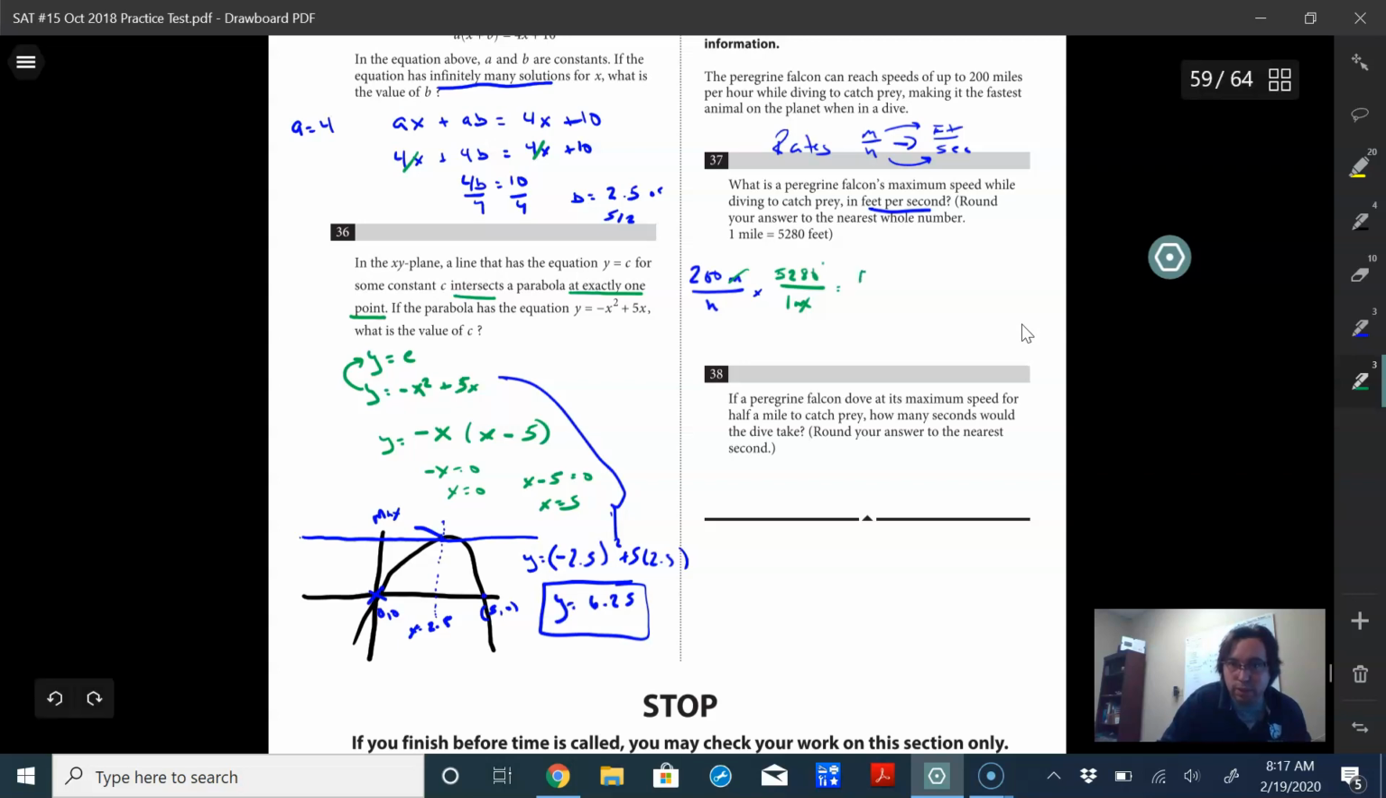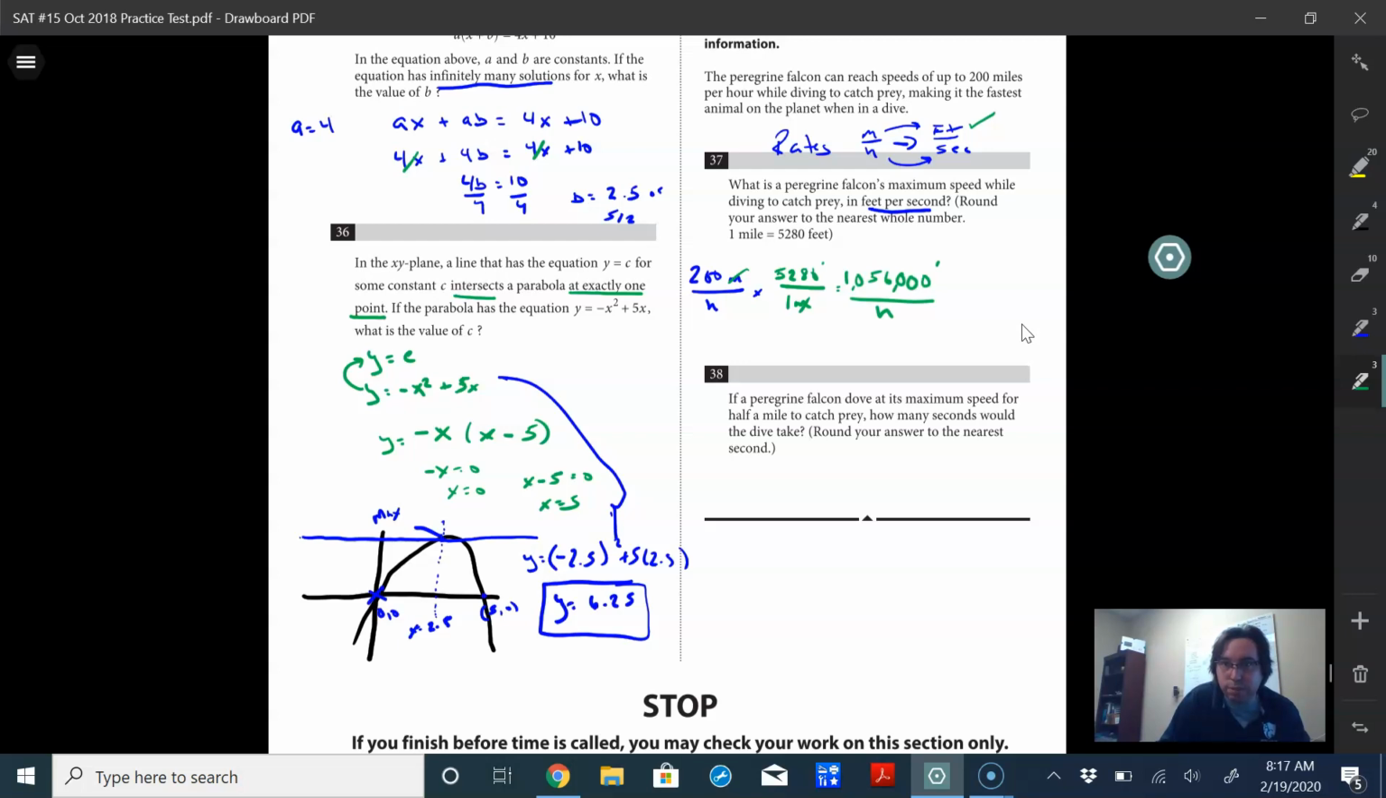Sorry, let's try this again. I get 1,056,000 feet over an hour, right? But now we're in hours, and we're in feet up top, so we satisfied that condition. Now we need to get to seconds, right?